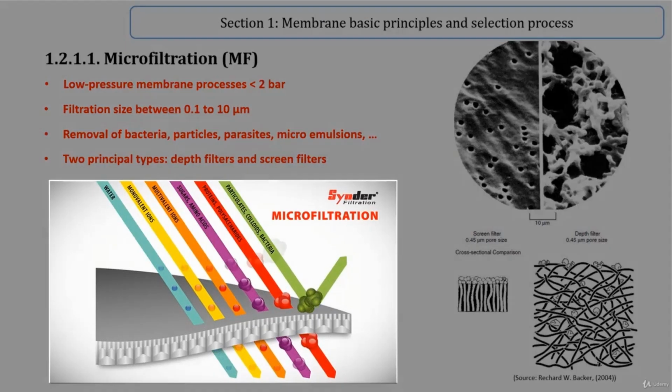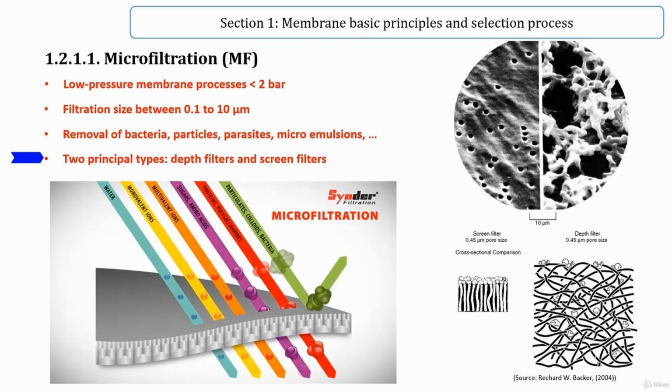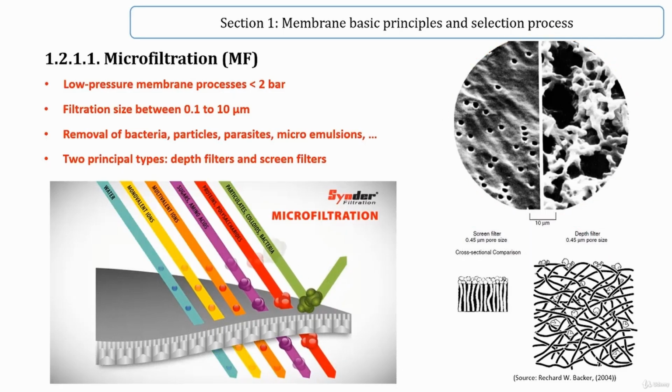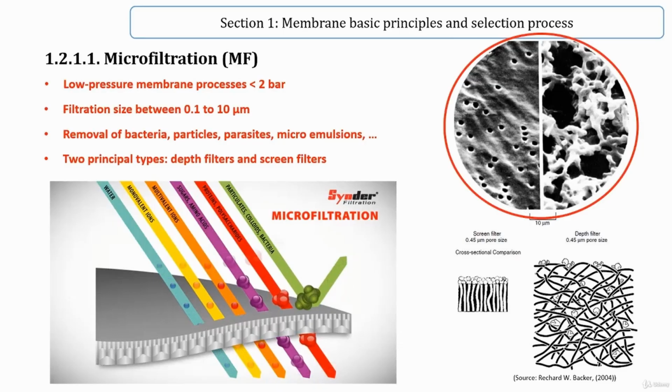As you can see in this animation, microfiltration membranes are capable of separating large suspended solids such as colloids, particles, fat, and bacteria while allowing sugars, proteins, salts, and low molecular weight organic compounds to pass through the membrane. There are two principal types of microfiltration membrane filter: depth filters and screen filters, and you can see in this figure the apparent differences between them.